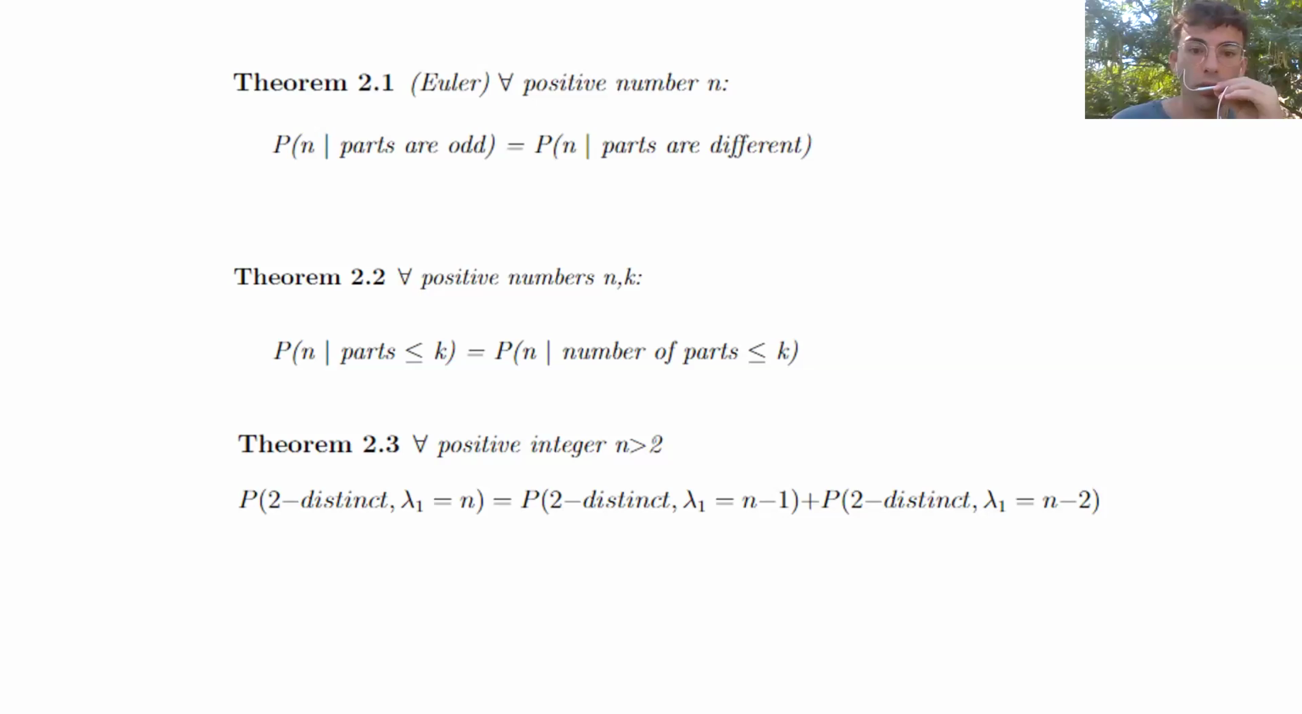Theorem 2.2. The number of partitions of n such that parts are smaller or equal to k is equal to the number of partitions of n such that the number of parts is smaller or equal to k. Think about the conjugation operation. Take a partition from the left-hand side and take its conjugate, and you will get a partition from the right-hand side. Theorem 2.2 will be proved by conjugation of Young tables.